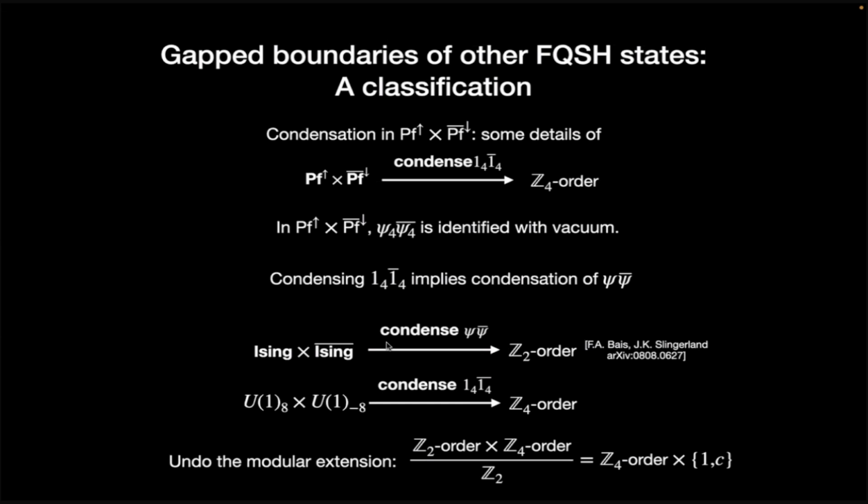Which means if we condense 1,4,1,4 bar, we also condense the psi psi bar. So we can consider condensation in the Ising times Ising bar sector and the U(1) level A times U(1) minus A sector. In the Ising times Ising bar sector, as pointed out by the audience, if you condense psi psi bar, you end up with a Z2 order. This is first shown in Bais and Slingerland's work. The U(1) level A times U(1) minus A is an Abelian topological order, so it's relatively simple. You can work out the condensation and you end up with a Z4 order. If you combine these two, we end up with a Z2 times Z4 order, but we need to undo the modular extension, which will quotient the topological order by another Z2. So we end up with a Z4 order times the physical fermion c.